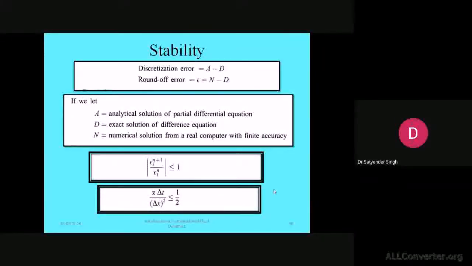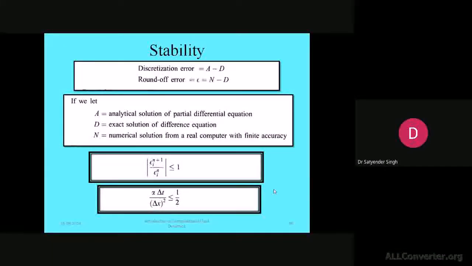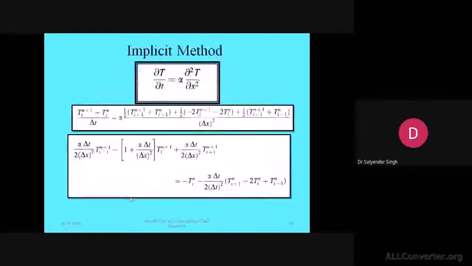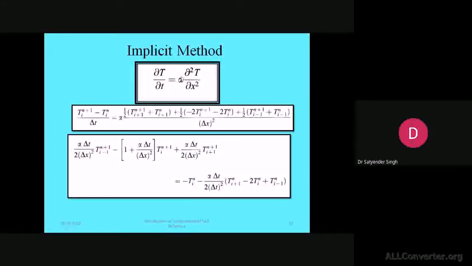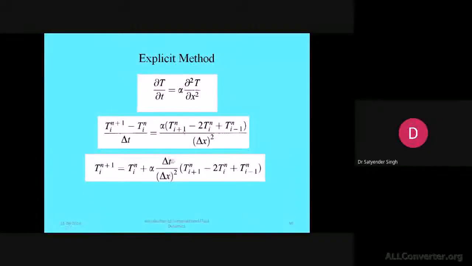As well, we already discussed the stability. So the discretization error has to be removed, and the round-off error has to be removed. And as a stability criterion for the conduction equation, we use this diffusion constant, which is alpha delta t by delta x square, which comes in the diffusion equation while we rearrange the equation. It will be clear here.